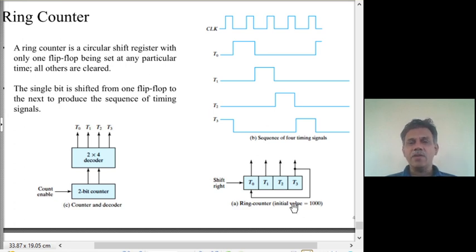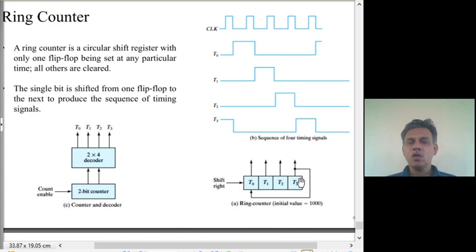This is one simple way of realizing it. We have a 4-bit shift register which is initialized to 1 0 0 0, and then we shift right. So initially we have T0, T1, T2, T3 as 1 0 0 0. After one clock, because we are giving the shift right control, this 1 from T0 will go to T1, and then to T2, then T3, and we circulate it back. This T3 is given back here.